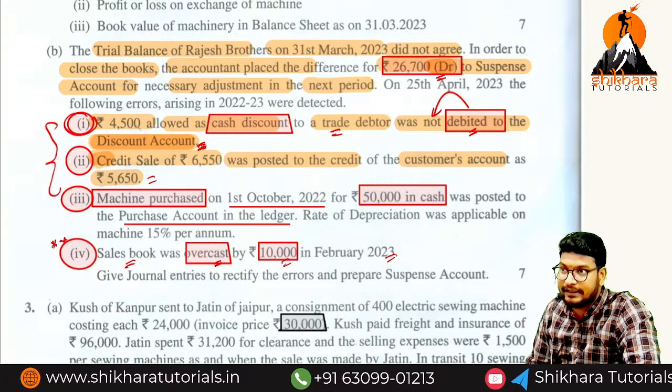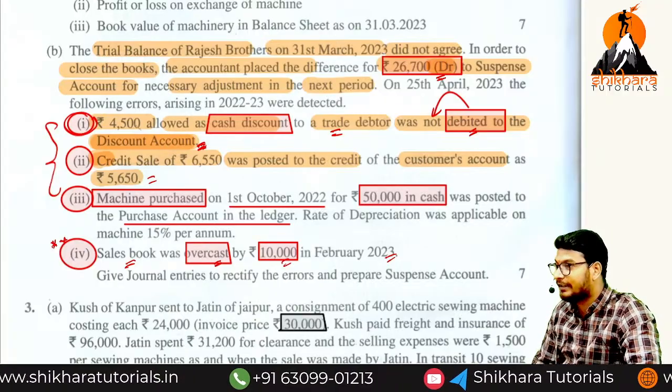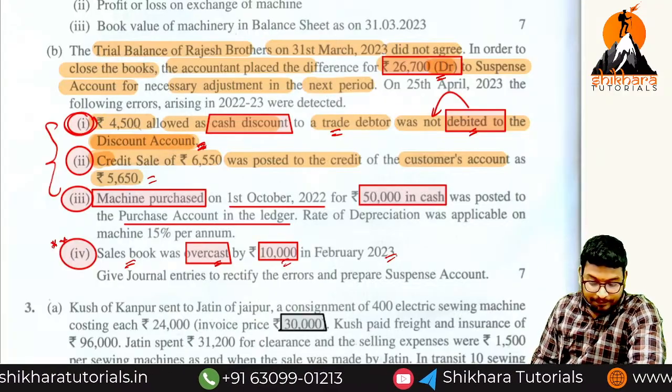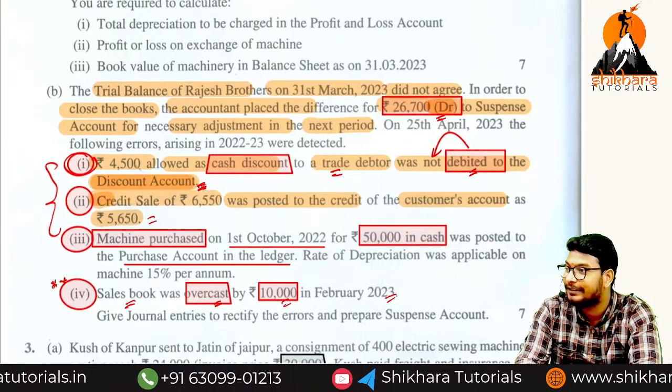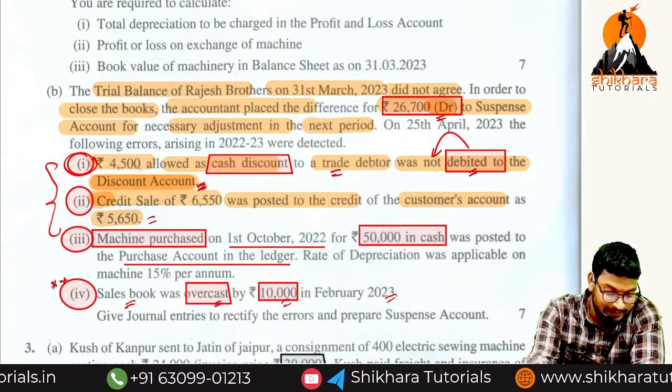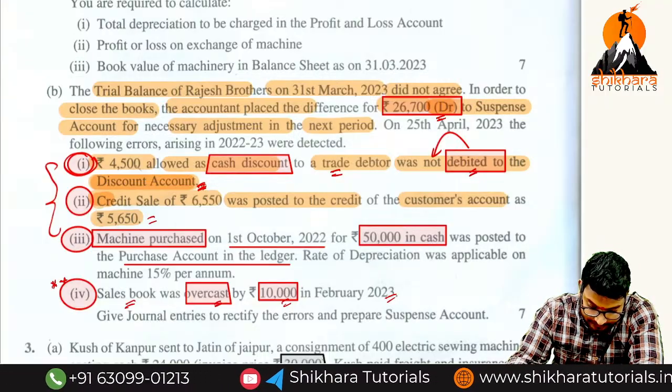Guys, I think 50-50 will be understood by you. Okay, not 100%, I know. I will open another question. Here we are having only errors with respect to what, ma? Ledger. So I will try to open another question.